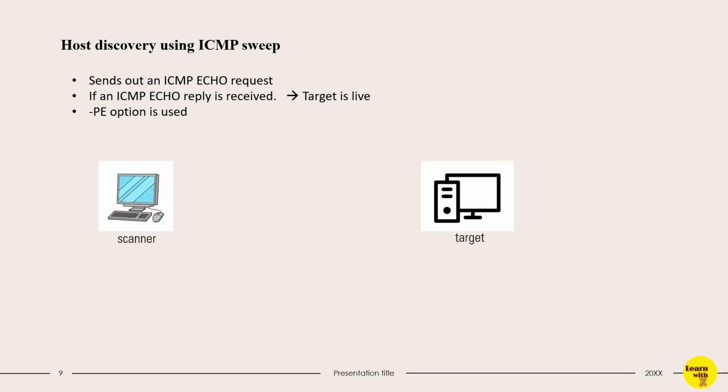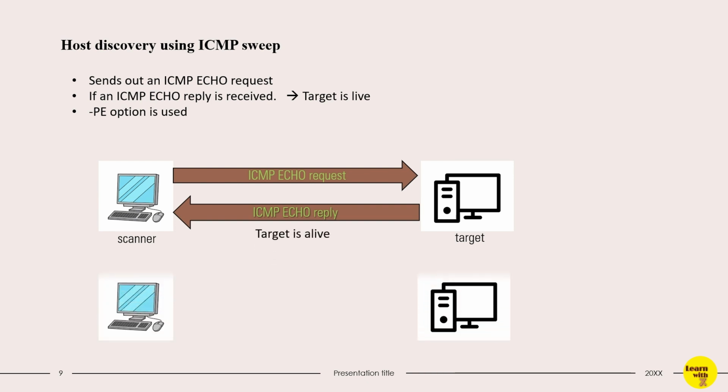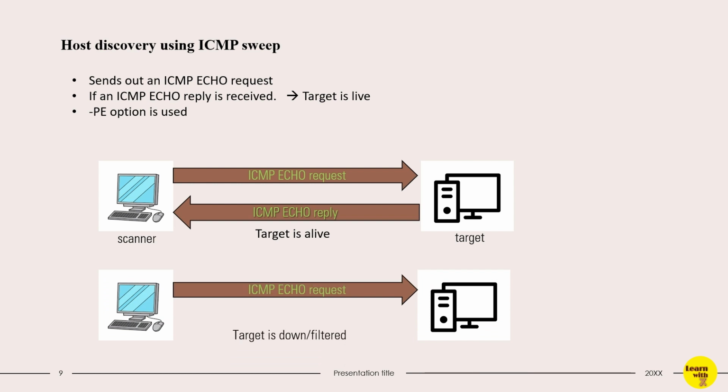Here you can see that the scanner sends the ICMP echo request to the target, and if an ICMP echo reply is received, then the system is alive. And if we do not get any reply, then the target is down or filtered.